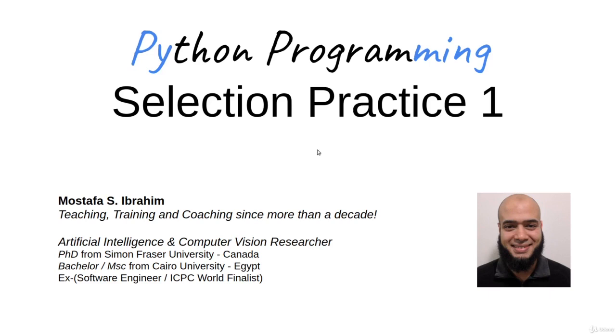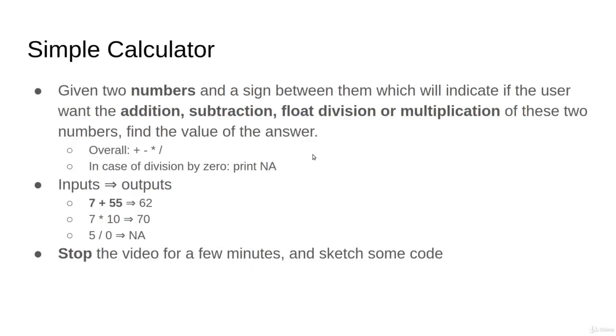Let's practice on the selection. Our first program is a simple program. You are to read a couple of numbers and you will have some sign between them that will indicate if the user would like to do addition, subtraction, float division, or multiplication. And then you just apply it. So overall you need the plus, minus, asterisk, and division one.